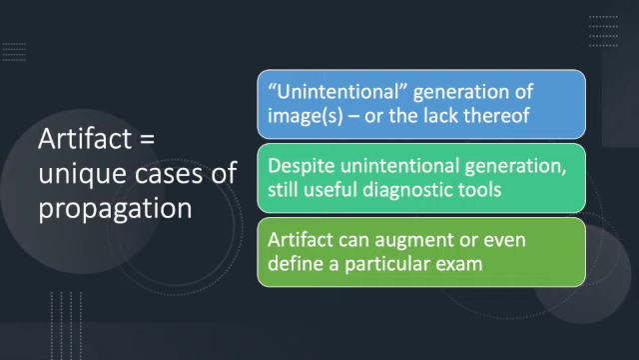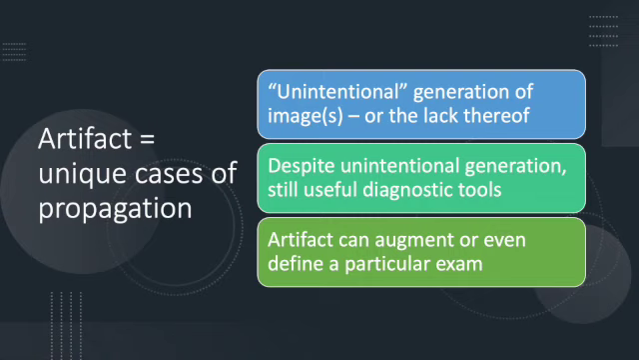So artifact represents unique cases of propagation, basically where certain things happen that cause the image that's generated by the ultrasound machine to be unintentionally off in some way. However, although this may be unintentional, this is often very helpful as a diagnostic tool, and sometimes we even rely on artifact to help interpret or define a particular exam.